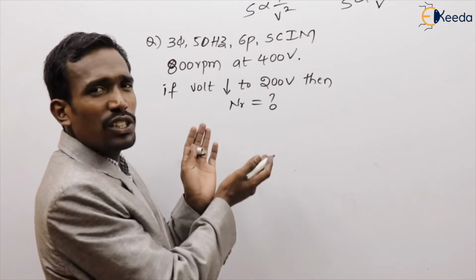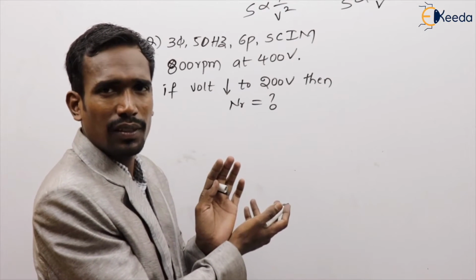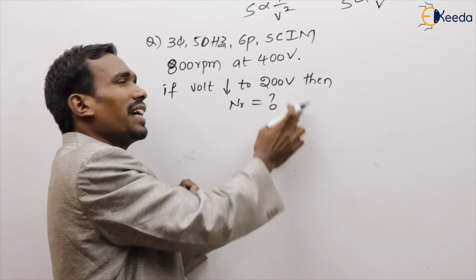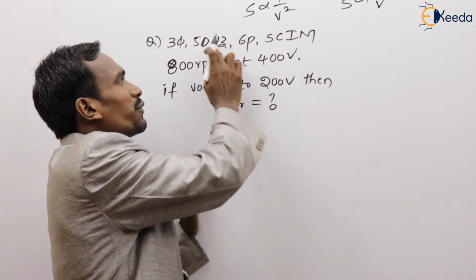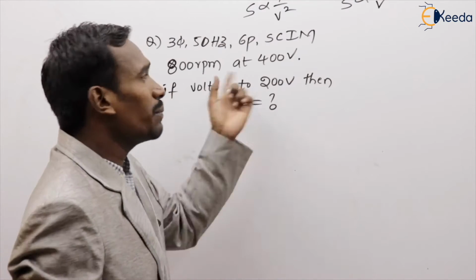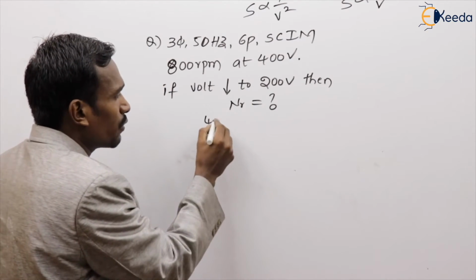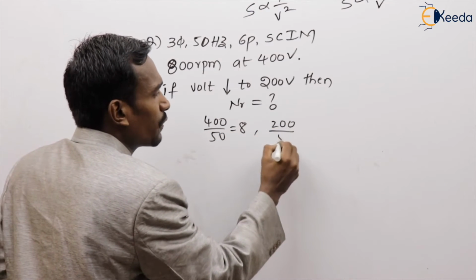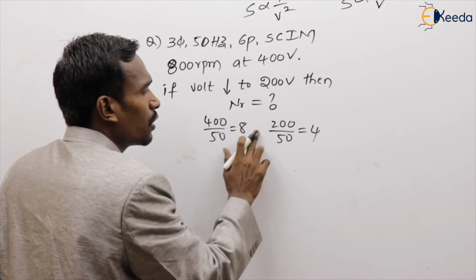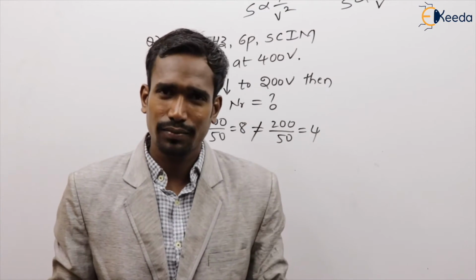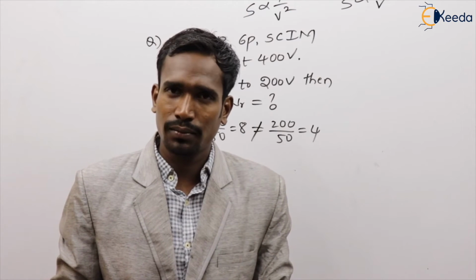There is no mention of frequency, which means the frequency does not change; it is 50 Hz. Here 400 volts at 50 Hz, there 200 volts at 50 Hz. Nothing but V by F. First, 400 volts at 50 Hz gives 8. Next, 200 volts at 50 Hz gives 4. So both are not equal, so V by F is not constant.